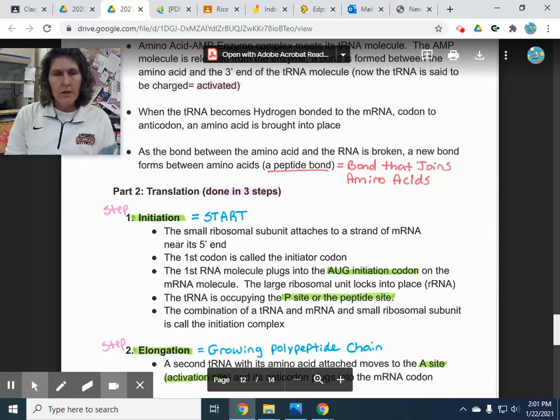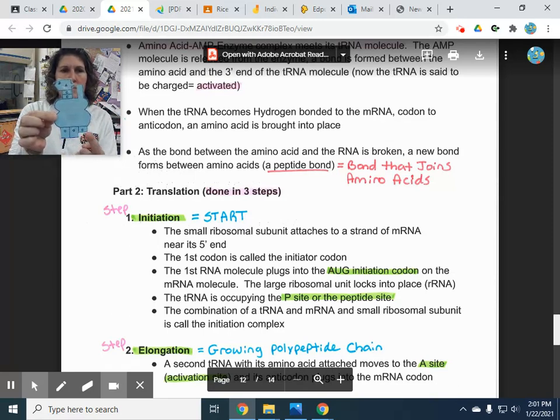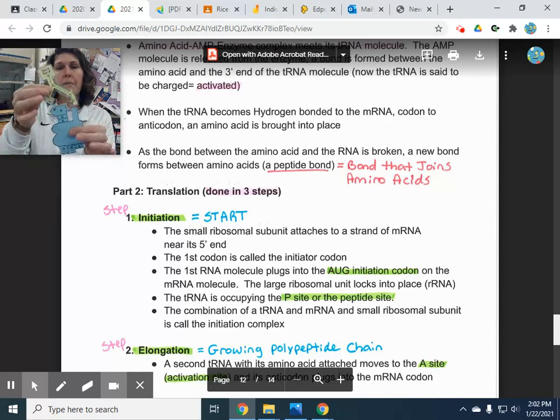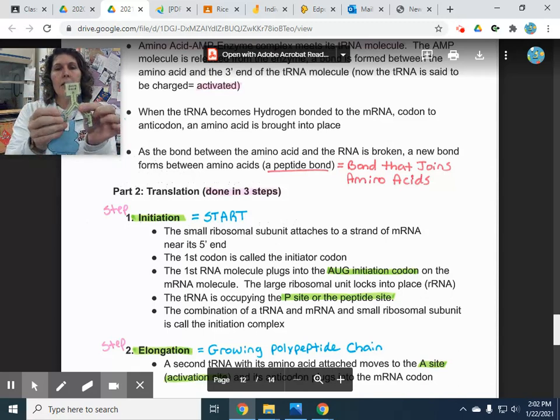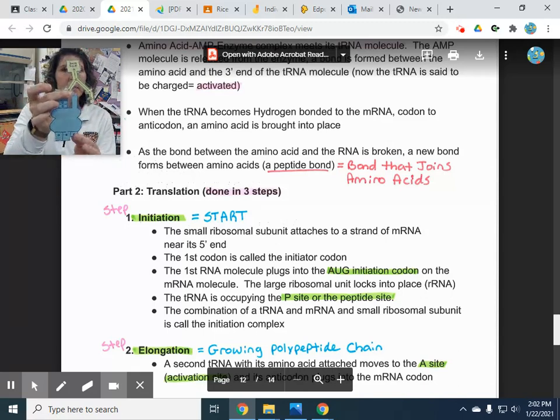So here's what my transfer RNA looks like. It's kind of clover leaf shape. On the bottom, you guys are going to see 3 base pairs. These 3 base pairs make up my anticodon. At the top end, which is my 3' end, it's going to pick up a specific amino acid, and it knows which ones to pick up based on the 3 base pairs down here.